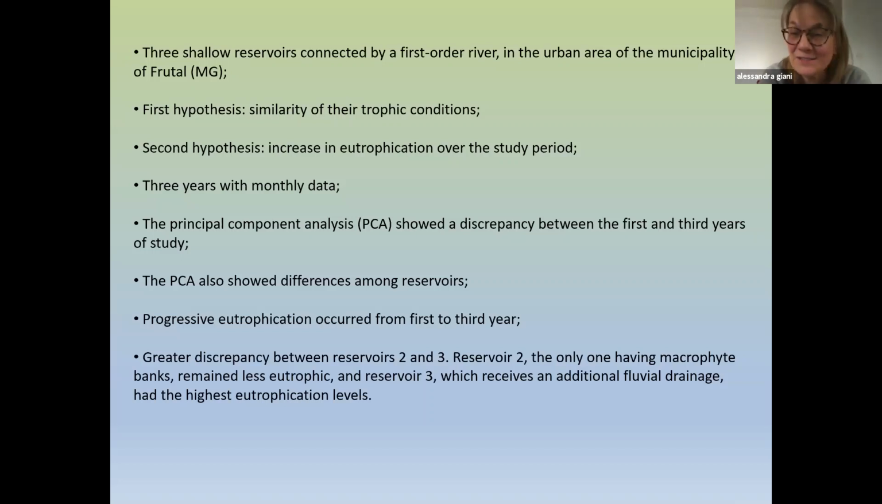Reservoir 3 is the one that receives a higher amount of nutrients, even because of animals that live in the area. He said he did not specifically study the macrophytes, but he observed that because macrophytes filter the nutrients, using them up, the reservoir with macrophytes was the one with the lowest eutrophication level. Okay, thank you.